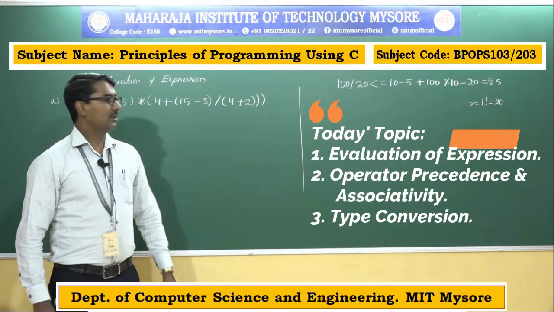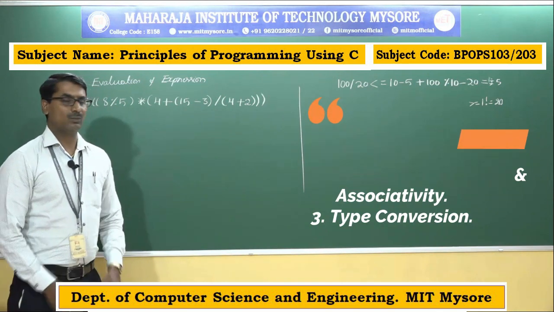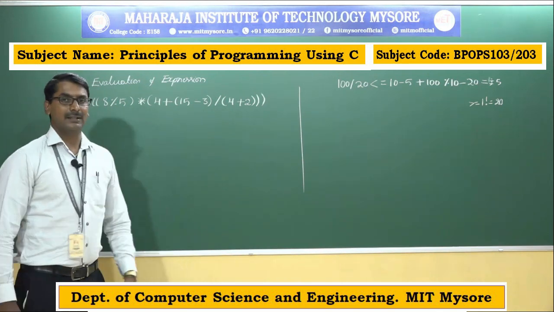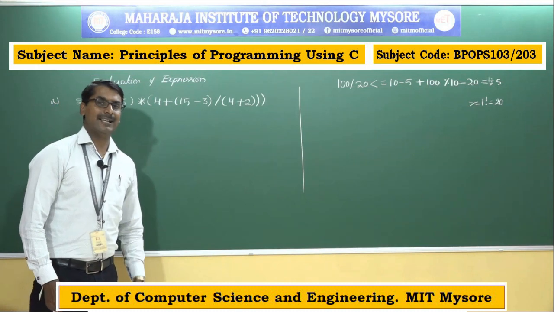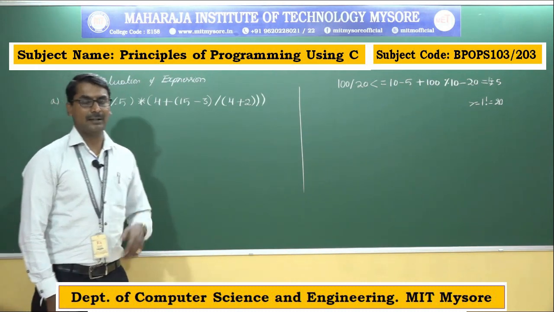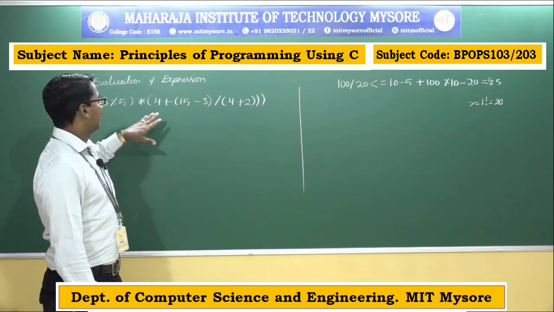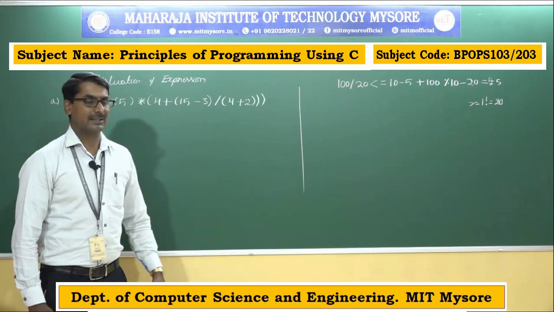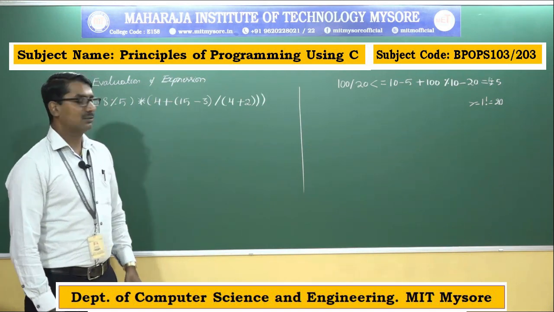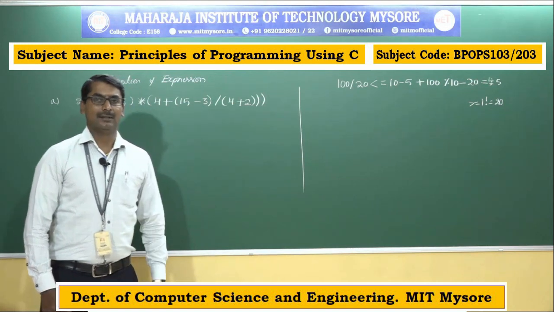In this session, we are going to discuss three things: evaluation of expression, operator precedence, and type conversion. These three concepts are very important in the C programming language. So, here I have considered two examples. Expression: how can this expression be evaluated in the computer?